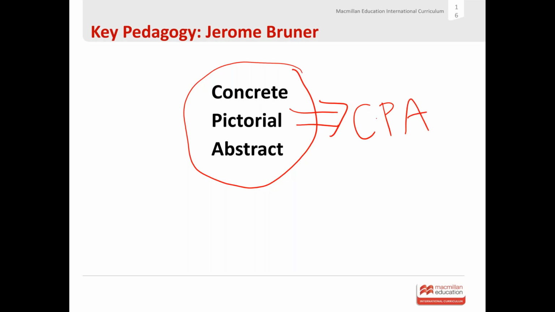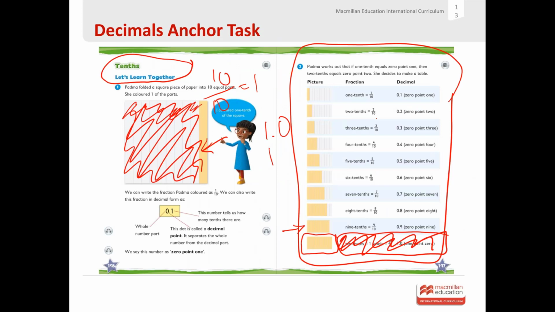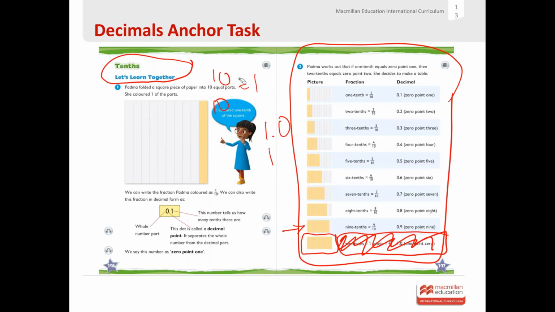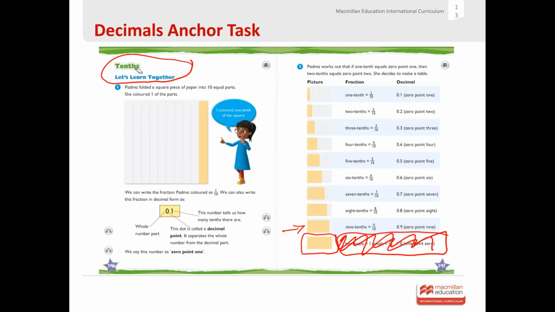So in our examples here, we're using this paper for the anchor task. How can I make that concrete? As simple as getting paper. So what I might do is get paper like this, and give my children small pieces of paper like this for them to play around with.